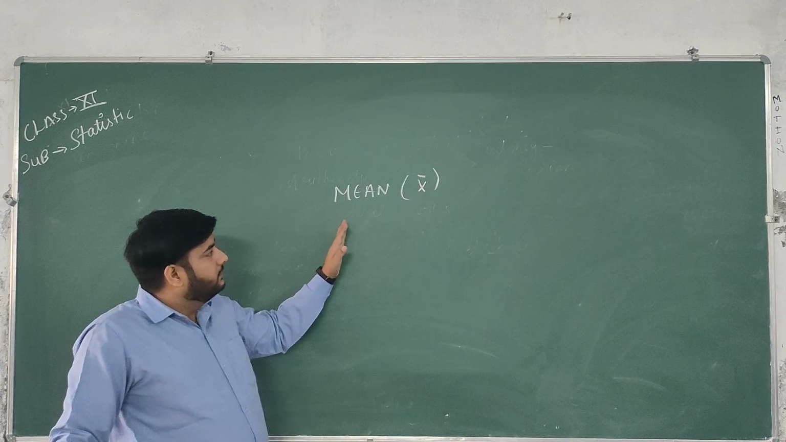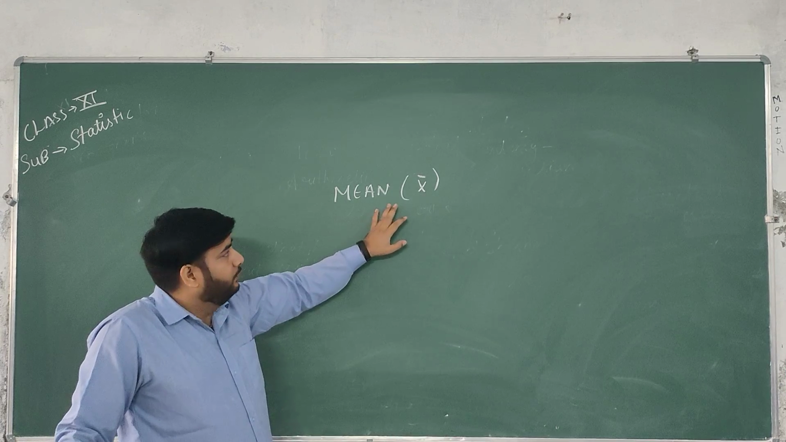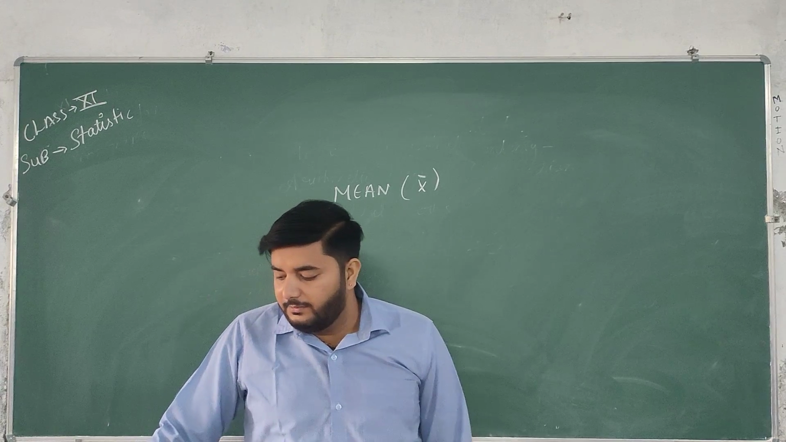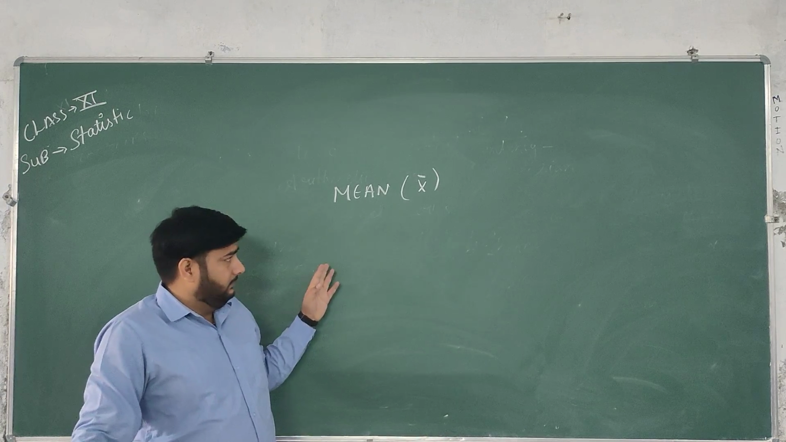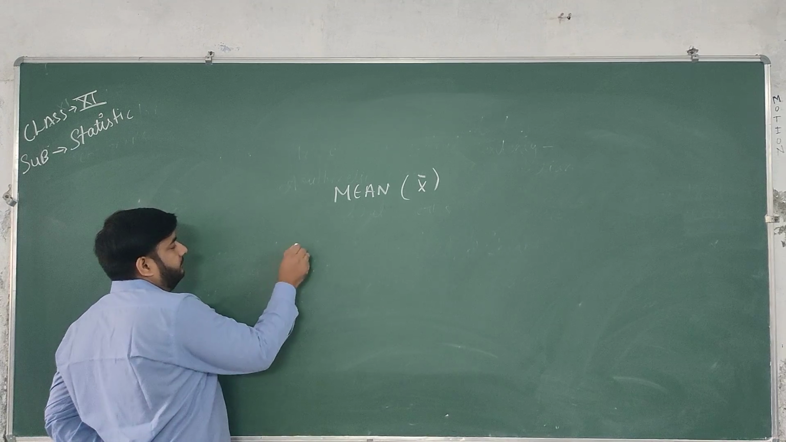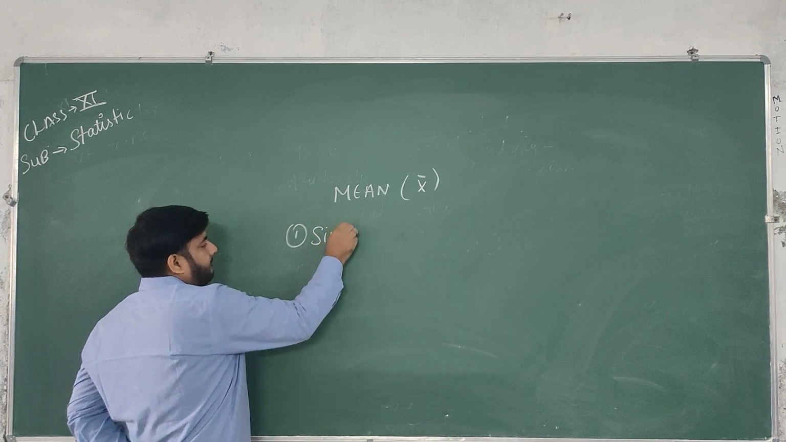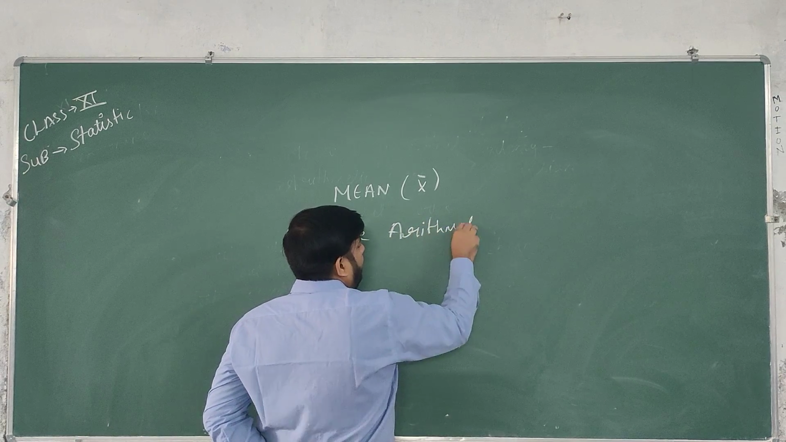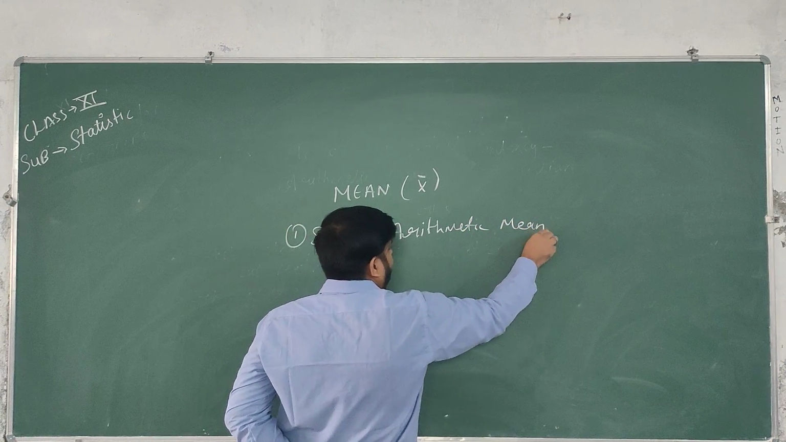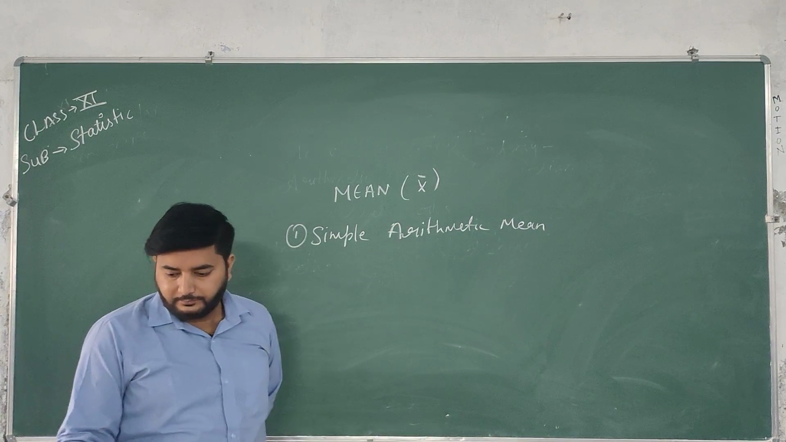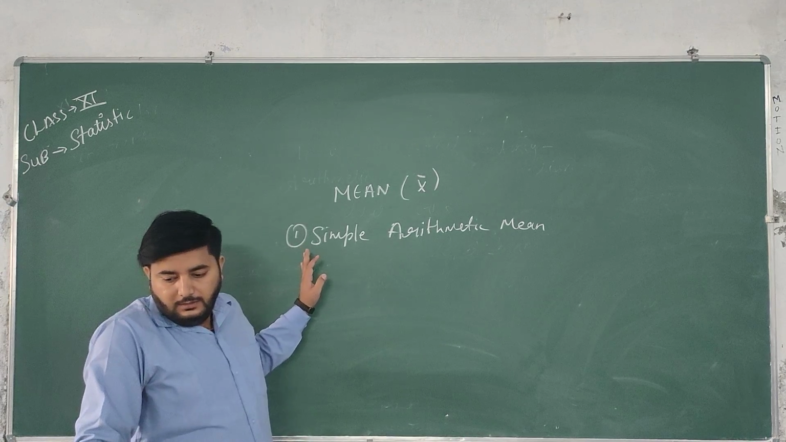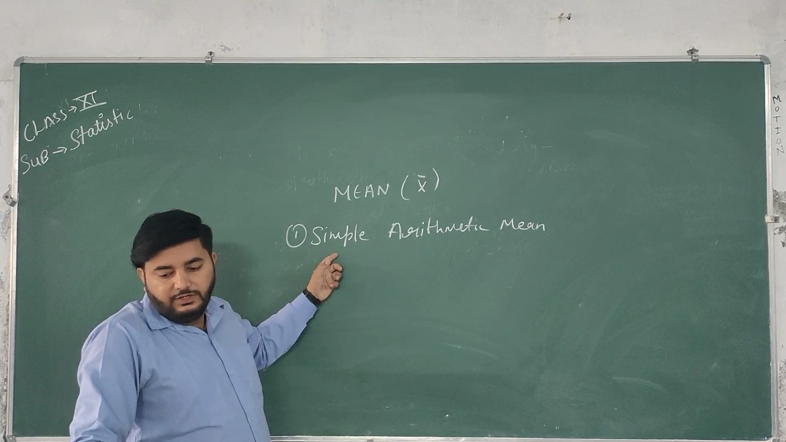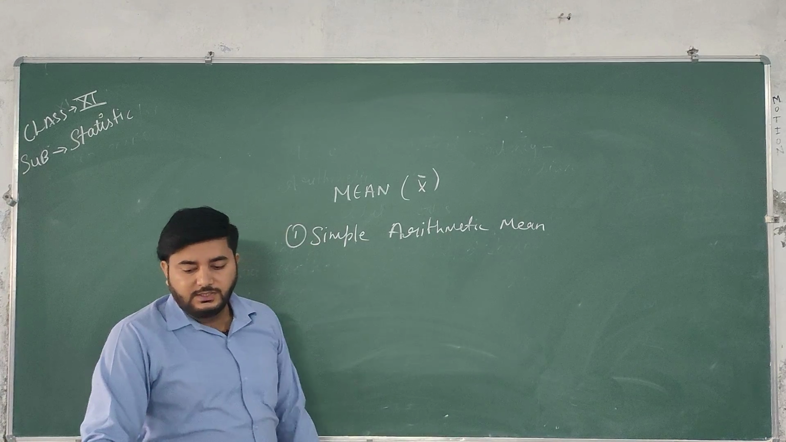We also discussed that there are two types of arithmetic mean: first, simple arithmetic mean, and second, weighted arithmetic mean. Firstly we discuss the simple arithmetic mean. Under the simple arithmetic mean, there are three series: the individual series, discrete series and continuous series.